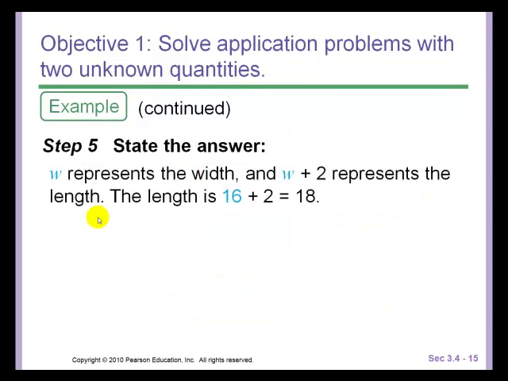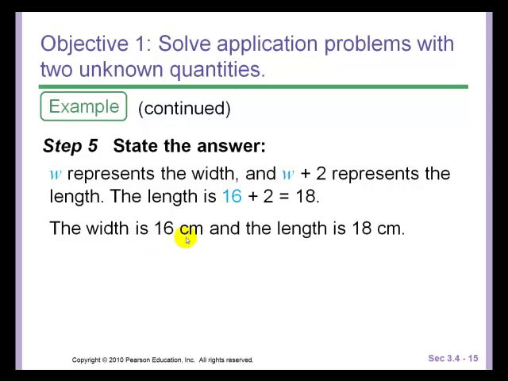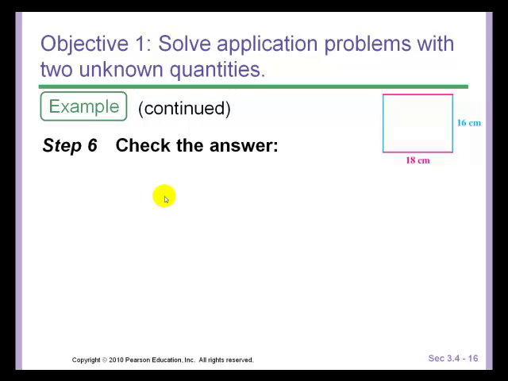State the answer. The W was our width, and we determined that was 16. The length is 2 more than that, so we add 2 and we get 18. Therefore, the width is 16 centimeters and the length is 18 centimeters. Lastly, let's check our answer.